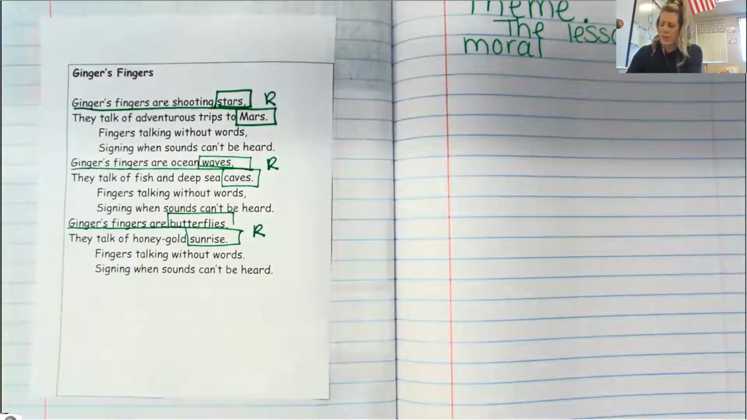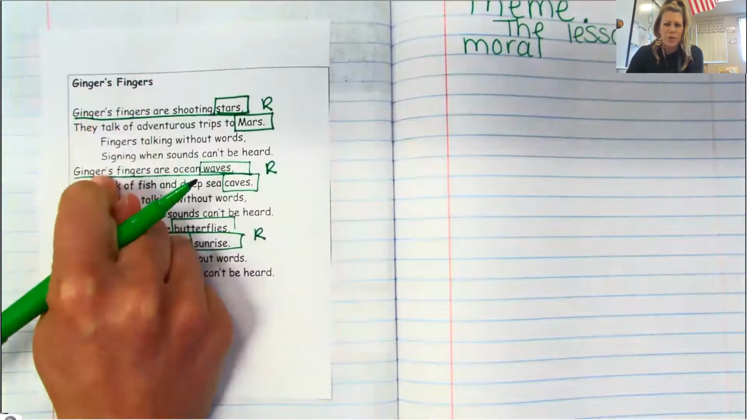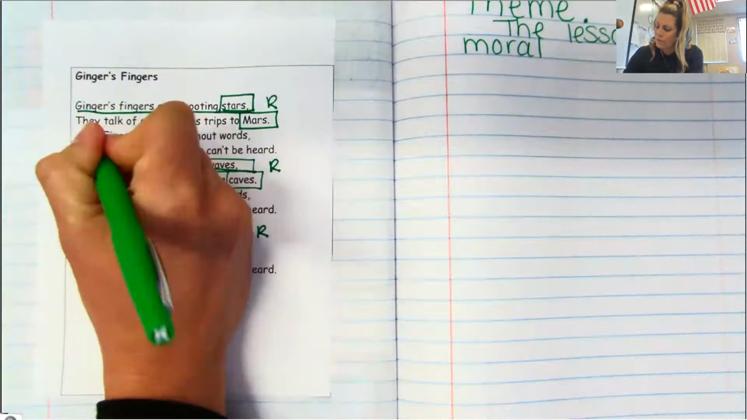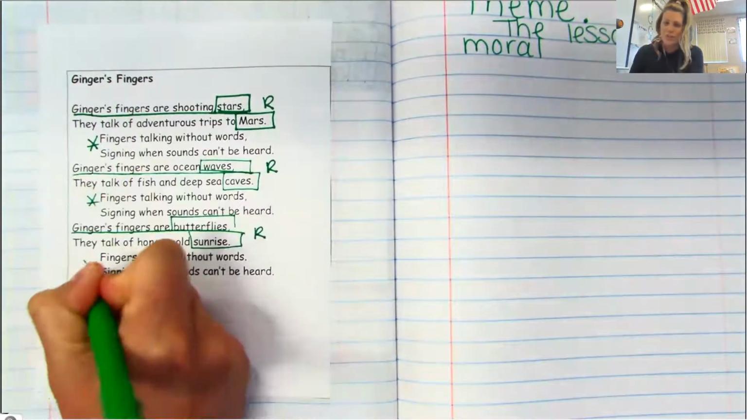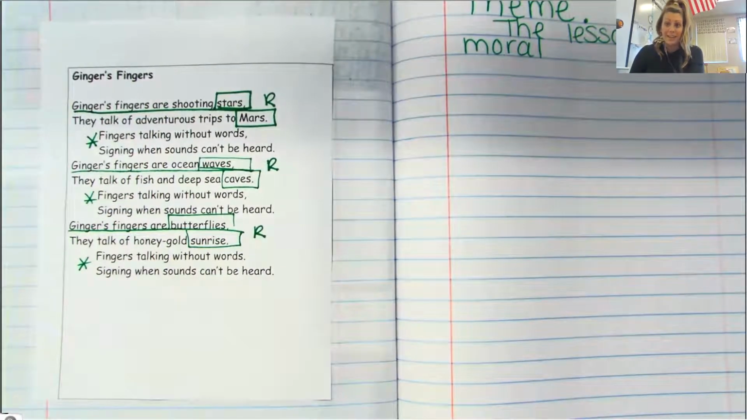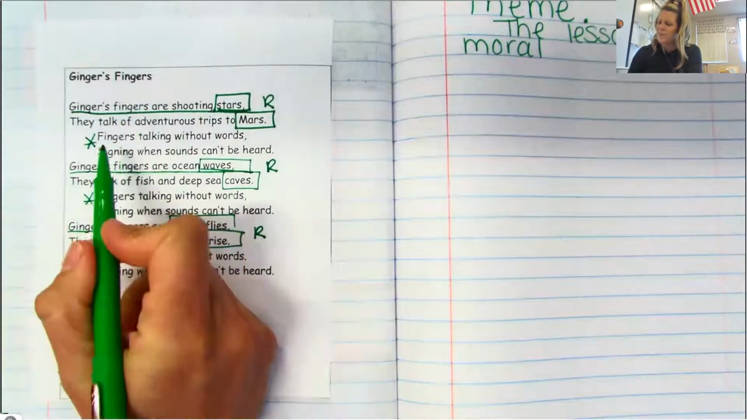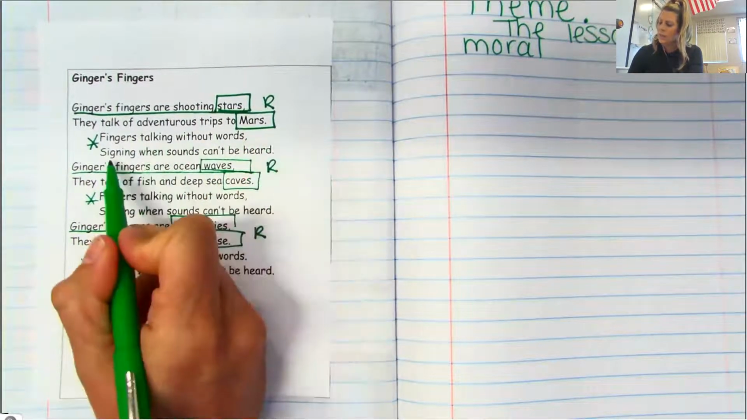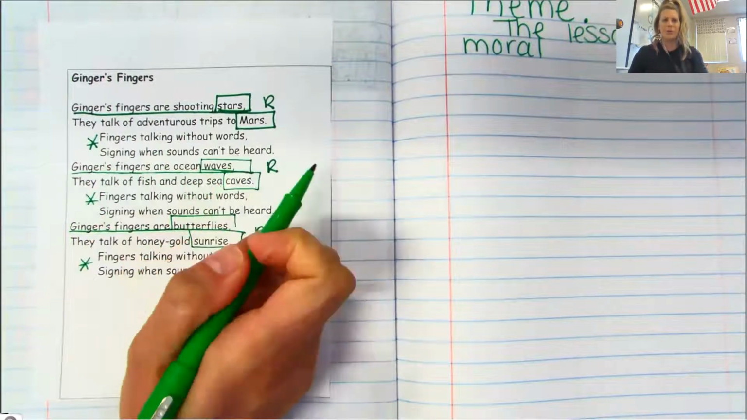So if you notice in poetry, they have paragraphs, but we call them stanzas. So every other stanza, what did you notice about these? They're repeated. Repetition, remember we've talked about that before. When authors repeat things, it's trying to prove to the reader, this is important, this is important. So they keep saying fingers talking without words, singing when sounds can't be heard.